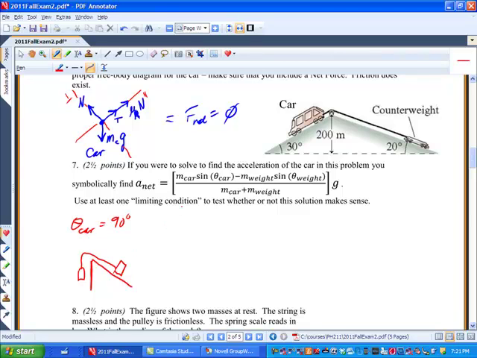And if I were to look at the equation, I know that sine of 90 is 1. So this would give us an A net equals m car minus m weight sine theta weight, over the total mass, all times g. Is that a nice simple equation that screams, yes, that makes sense? No, it doesn't to me. So maybe you should try a different limiting case. We try changing another variable in there to take the counterweight as 0.